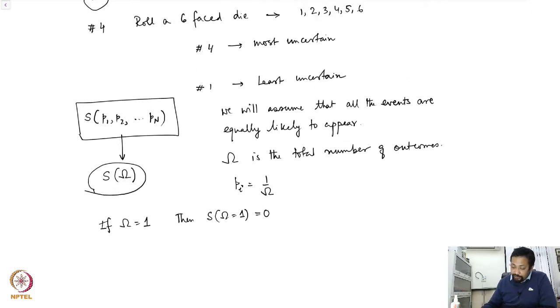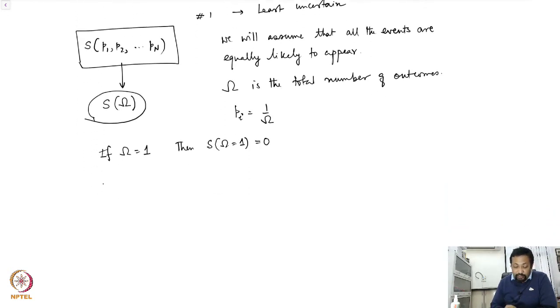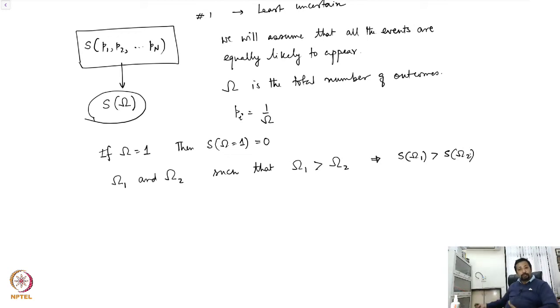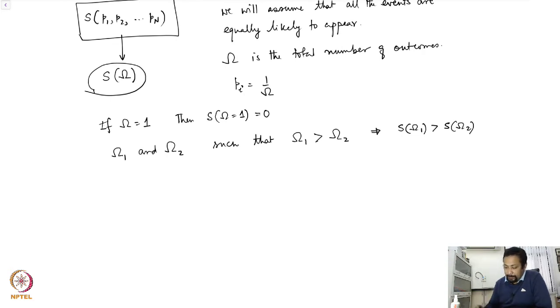And as we illustrated over here, when we looked at experiment number 3 and experiment number 4, if there are two events whose outcomes are omega 1 and omega 2, such that omega 1 is greater than omega 2, this would imply that S of omega 1 is greater than S of omega 2. So the more outcomes you have, the more uncertainty you have in that experiment, right? This is just intuitive knowledge of the phenomena, right?